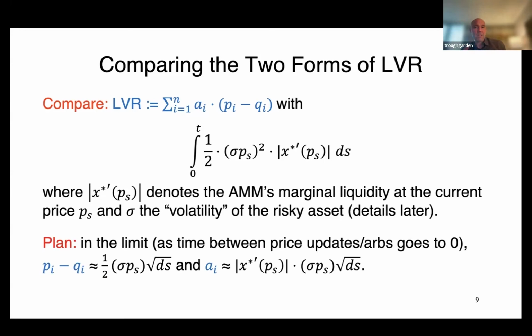And then the gap in the prices between the price of the AMM trade and the open market price, that's going to pick up the other factor of sigma PS and the 1/2. Okay, so this is not a proof of anything, but this is just to orient you. In effect, the formula I stated in the theorem does correspond in a pretty direct way to the blue formula, the formula for discrete LVR that we had earlier. Okay, so that's the plan.